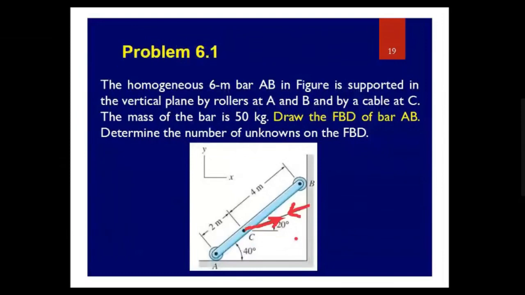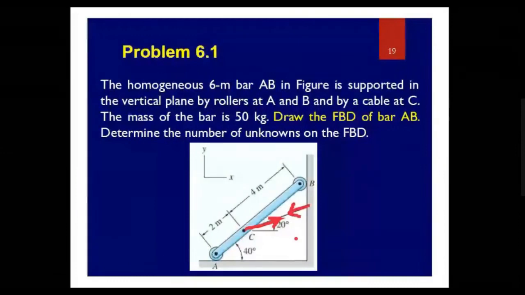So let's consider the first example. Problem 6.1. The homogeneous 6-meter bar AB in the figure is supported in the vertical plane by rollers at A and B and by a cable at point C. So this bar is supported by this surface and by this surface, and it is also supported by a cable. The mass of the bar is 50 kilograms. Draw the free body diagram of the bar AB and determine the number of unknowns on the free body diagram.